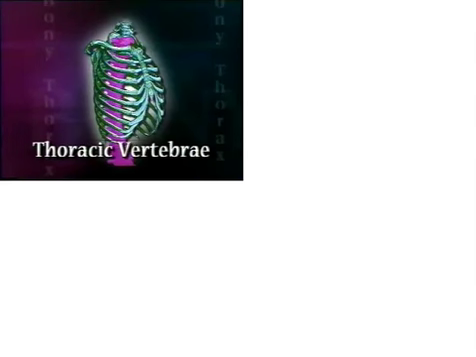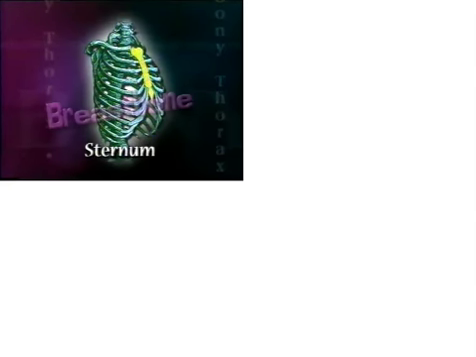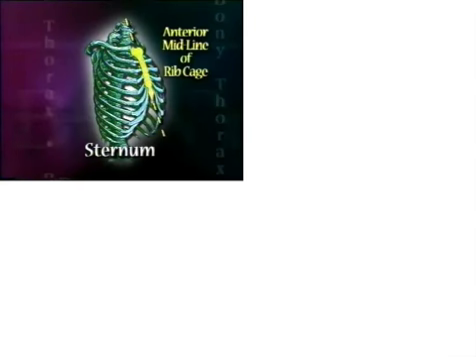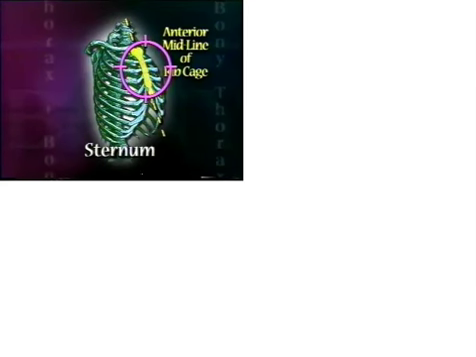The thoracic vertebrae form the posterior midline of the rib cage. That means they divide the rib cage in half from the backside. The sternum, or the breastbone, forms the anterior midline of the cage. It's easy to find the sternum. It's the hard plate right in the middle of your chest.